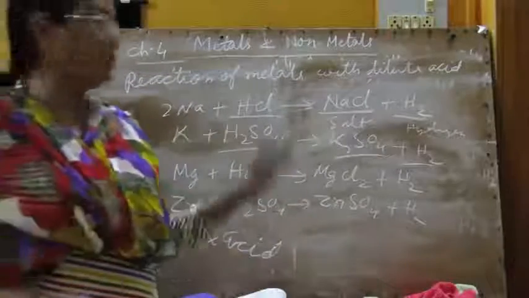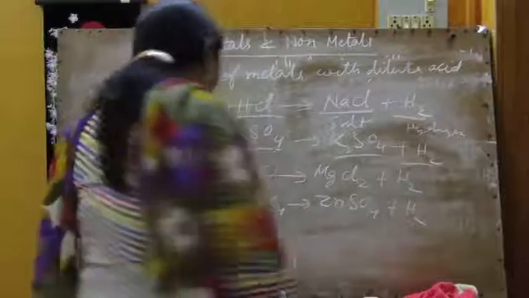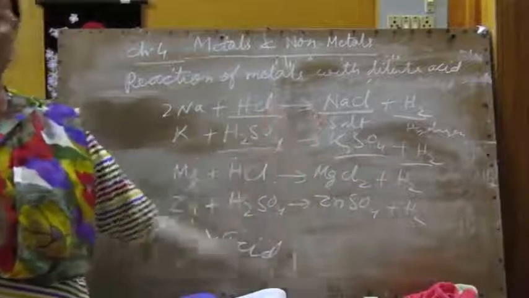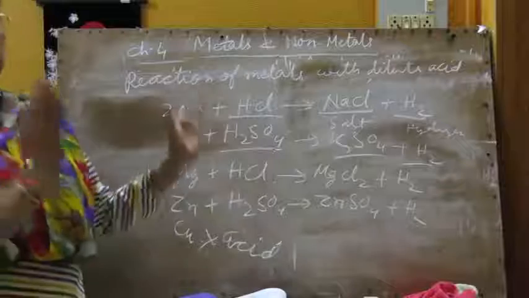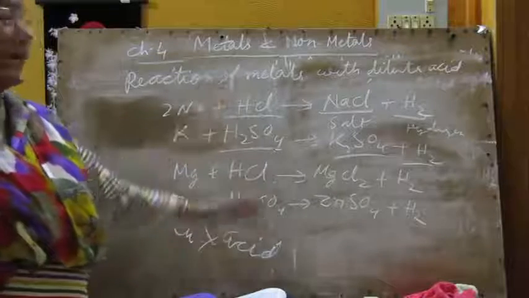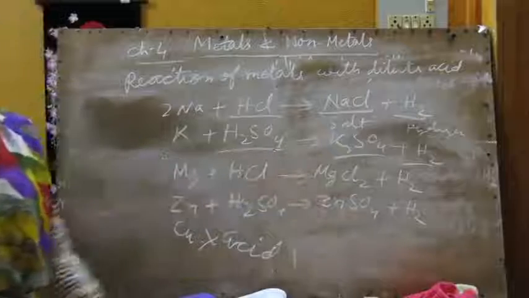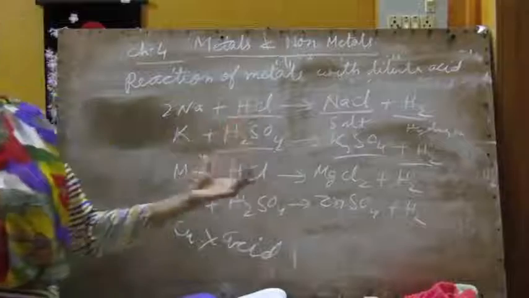On the other hand, non-metals do not react with dilute acids, that means hydrochloric acid, sulfuric acid, or nitric acid. So there is no reaction of non-metals with acids. So these are the reactions we get with the strong metals. In the next video I will explain more about their properties and make your concept clear.